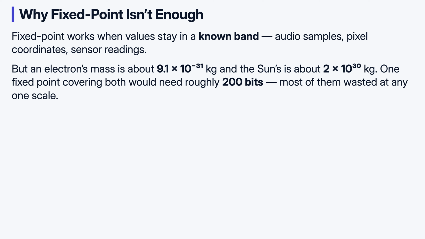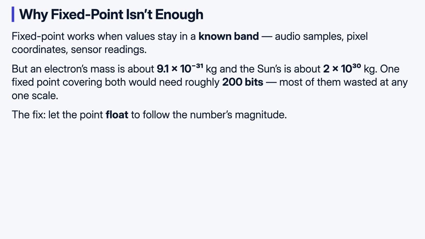The mass of an electron is about 9.1 times 10 to the minus 31 kilograms. The mass of the sun is about 2 times 10 to the 30th kilograms. A single fixed point format able to hold both would need roughly 200 bits, and almost all of them would be wasted at any one scale. The fix is to let the binary point float, so that precision follows whatever scale you are actually working at. That is floating point.